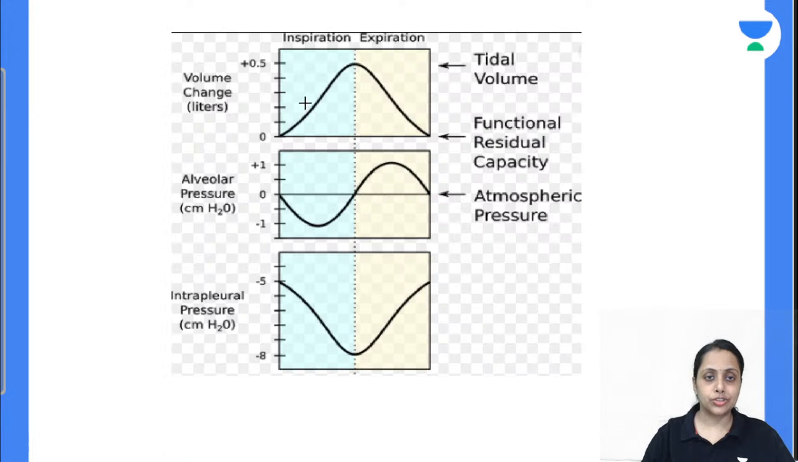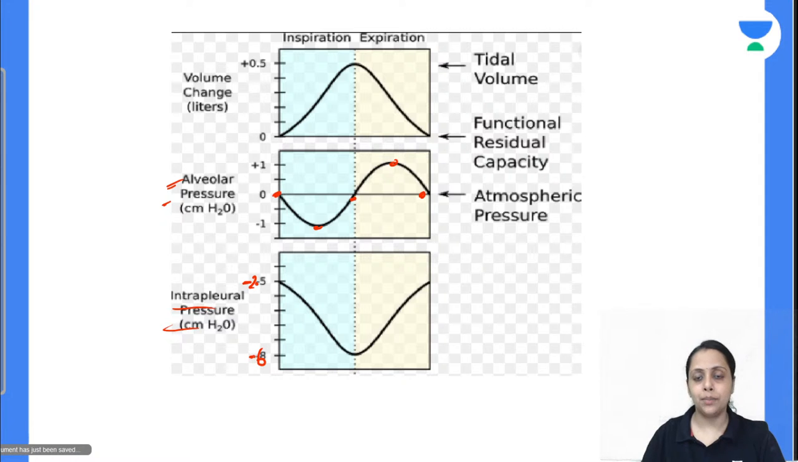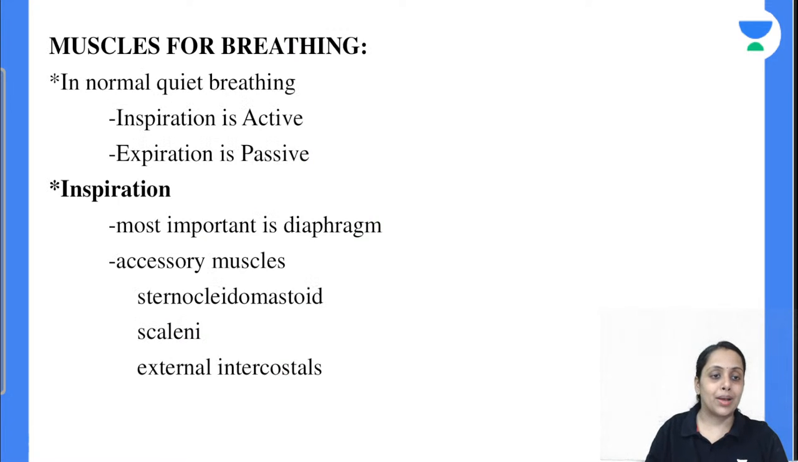Moving further to this diagram, what happened, inspiration mein hamara volume is increasing and expiration mein volume is decreasing. So first is the alveolar pressure. Alveolar pressure hamara 0 se -1 hoga, then again becomes 0, then +1, then 0. Now coming to the intrapleural pressure, which is at the resting condition -2.5 mm of Hg. From there it reaches to -6 mm of Hg. And at the end of expiration, it again reaches to -2.5 mm.